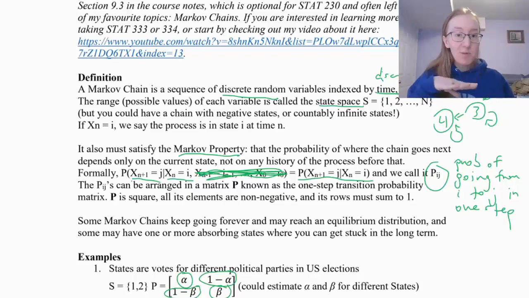So the rows sum to 1, the columns don't have to, so alpha and beta don't have to be equal to each other. And you could, again, estimate those values for whatever process you're talking about. Again, election results is a neat application, but there's lots of ideas.